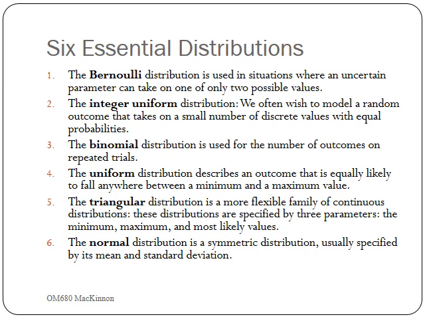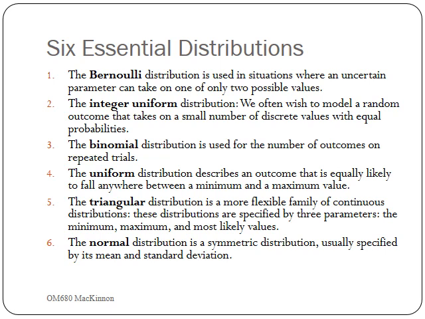The first is the Bernoulli distribution. This is where the uncertain parameter can really only take two possible values. So, for example, if we were modeling a coin flip, it's either heads or tails. Heads or tails would be a Bernoulli distribution. A yes/no situation would be a Bernoulli distribution.